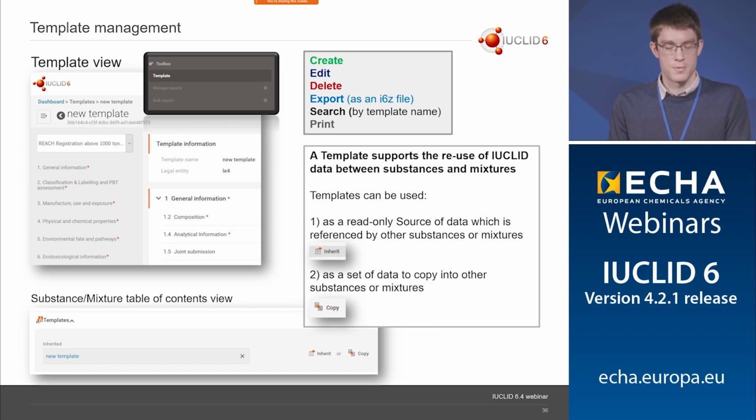Just a reminder of what the template concept is. This supports the reuse of Euclid data between substances and mixtures. And templates can be used in two ways. The first way is as a read-only source of data, which is referenced by other substances and mixtures. And secondly, as a set of data to copy over into other substances or mixtures. When you inherit, you cannot edit that information in the substance you're using the template data in. And when you go into a substance or mixture and you see that you have a template linked there, you'll see it directly under the header templates.